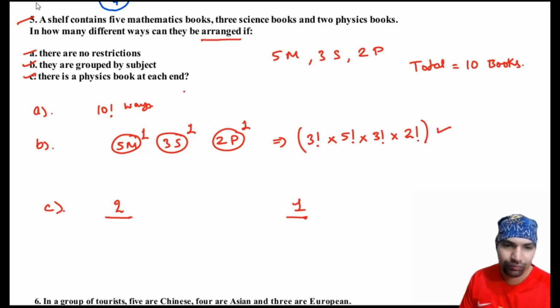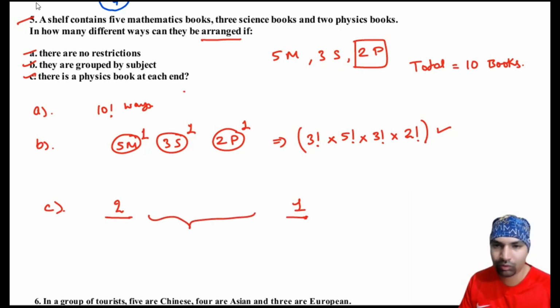Getting it? So the first place can be filled in 2 ways. So first and last, there are two places and only two physics books. So that can be done in two ways, multiplied by one way, because one physics book is already kept in first place. So only one is there and one place. So one factor. Now the remaining over here are how many? Eight, right? So eight different books are there.